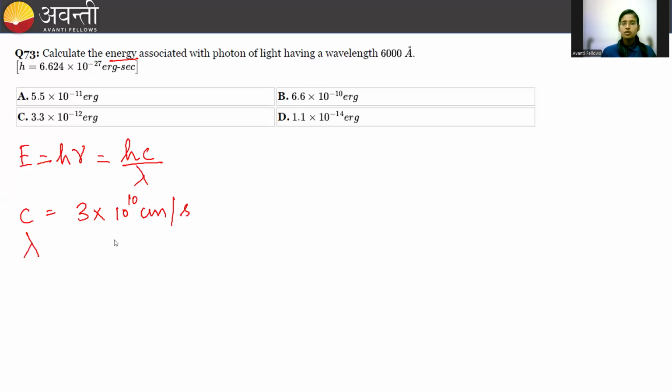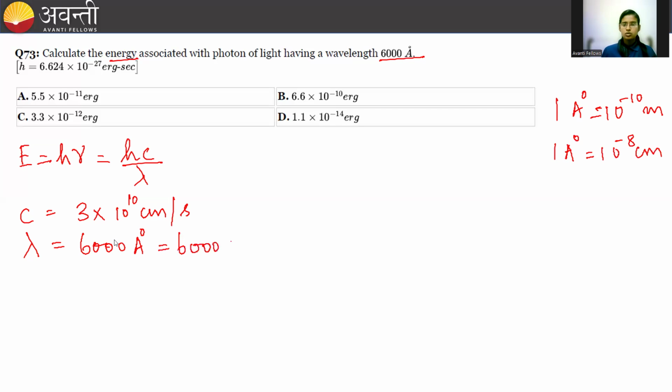And the lambda value is also given in the question as 6000 angstrom. So 1 angstrom is equal to 10 to the power minus 10 meter. If I convert this into centimeter, 1 angstrom is equal to 10 to the power minus 8 centimeter. So instead of this, I can write 6000 into 10 to the power minus 8 centimeter.